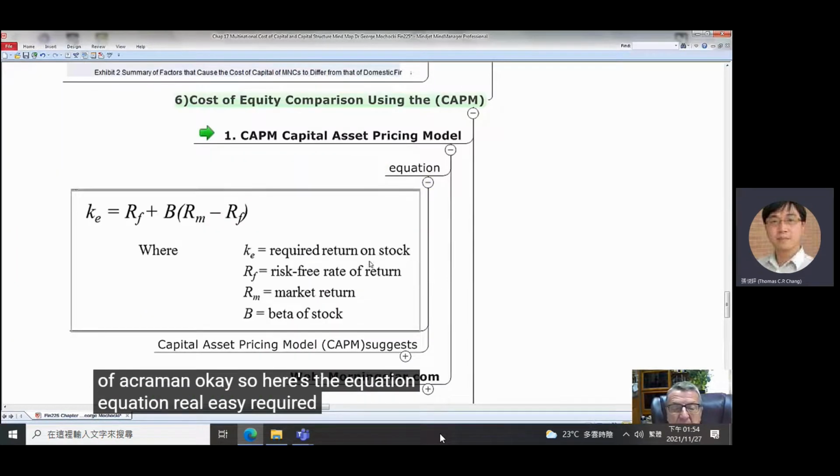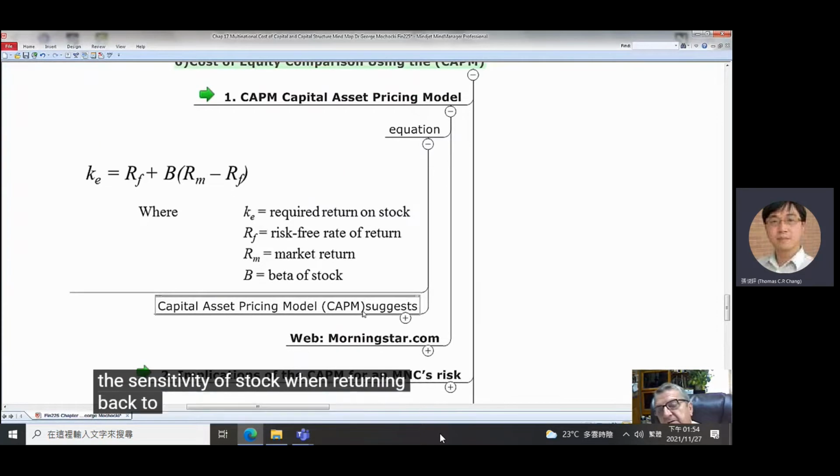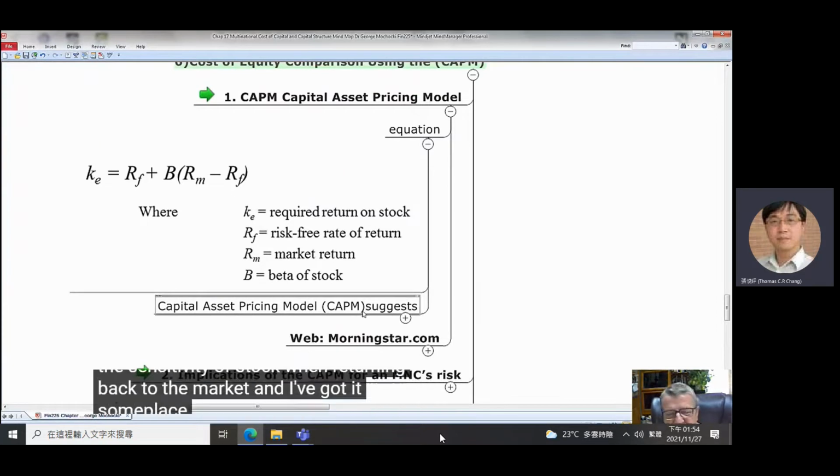Equation real easy: required return on investment, risk-free rate of return, market return, and the beta of the stock. And again, when we talk about the beta of a stock, it is the sensitivity of the stock's returns to its market. I've got it someplace in here.